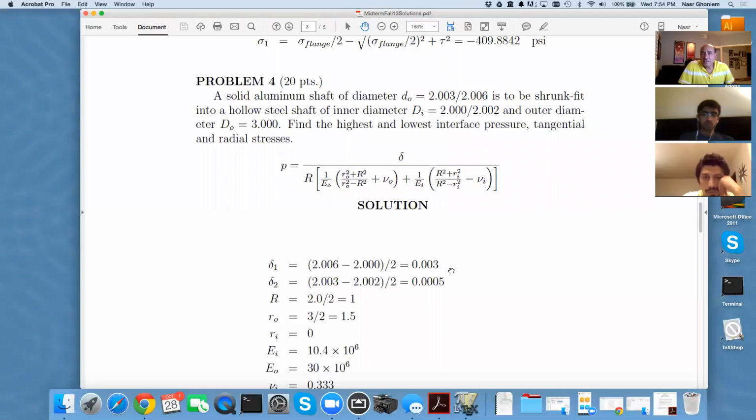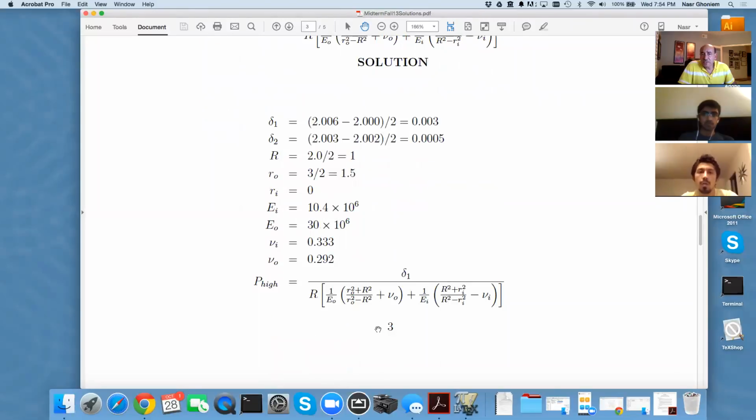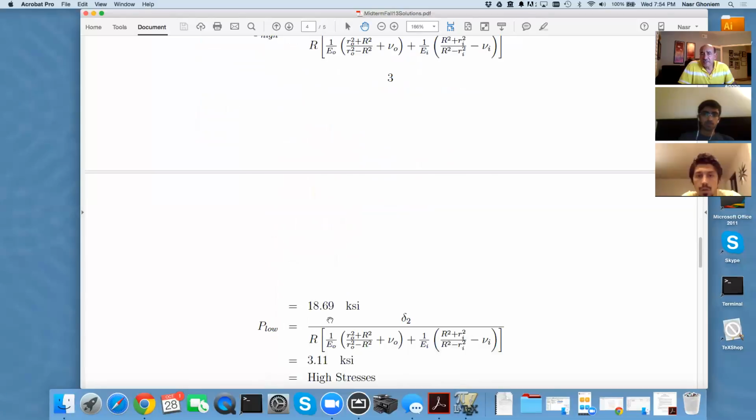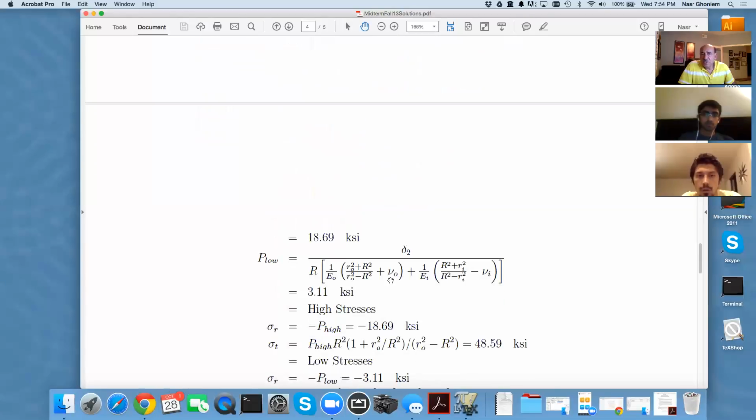The lowest possible interference would be if the outer diameter has only 2.003 and the inner diameter is 2.002. So the outer will be the smallest and the inner will be the largest. And therefore you get a very small interference. So once we know these two values, we can substitute here and get 2 different pressures. One is P high, and that is 18.69 KSI. And then the lowest is 3.11 KSI.